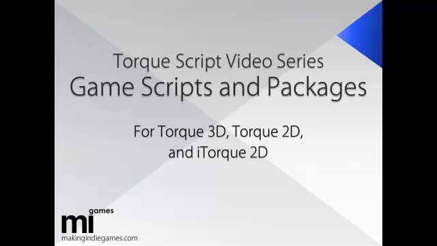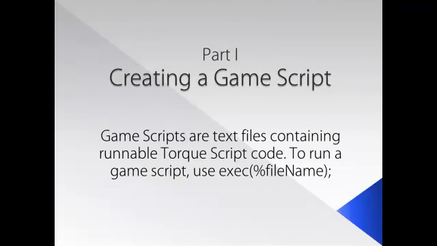Welcome to the third video of the TorqueScript video series. In this lesson, we're showing you how to use game scripts and packages. A game script is pretty much a text file that contains runnable TorqueScript code. These scripting files have a .cs extension, and to execute them, you can use the exec command.